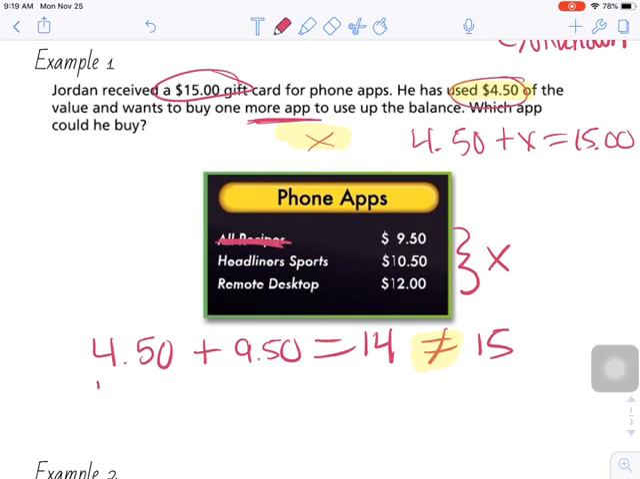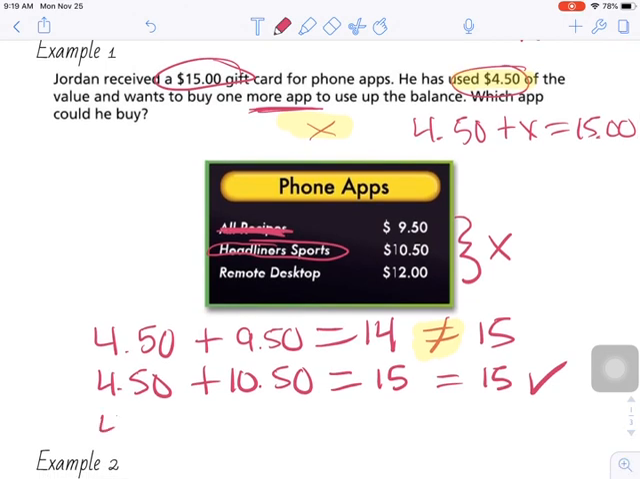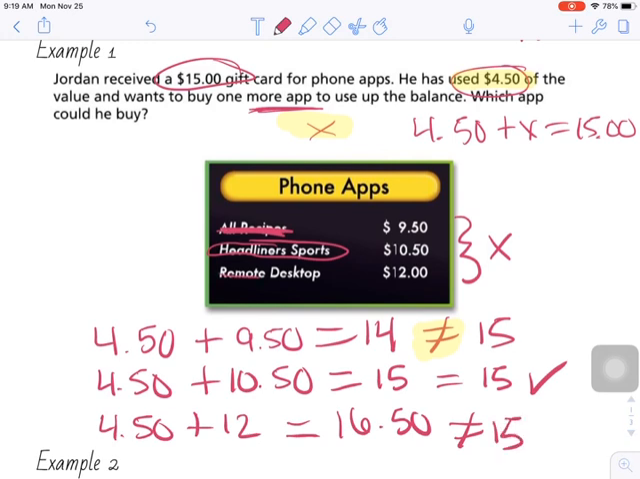Next one is the Headliner. So I have $4.50 plus $10.50. And when I add those up, I do get $15. So that is equal to 15. So I know my Headliners could be an option. And let's see if our last one is. So I have $4.50 plus 12, which is going to get me to $16.50. And again, this does not equal 15, so this is not an option. So the only app I could buy would be my Headliners Sports app.